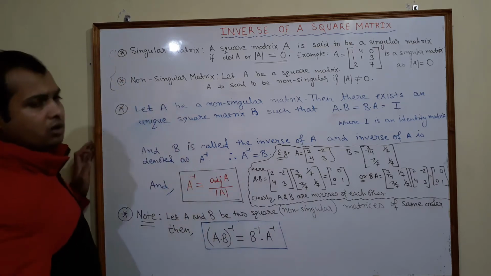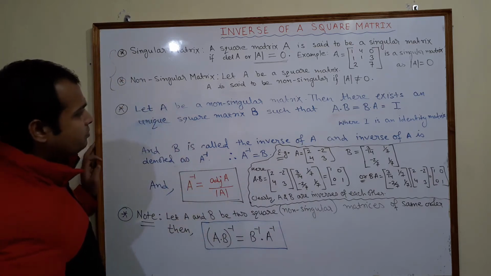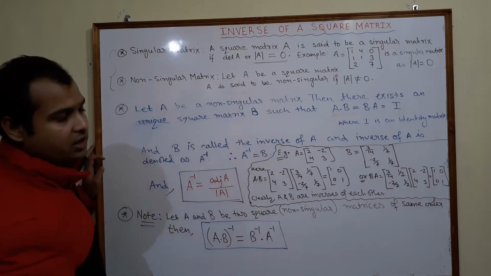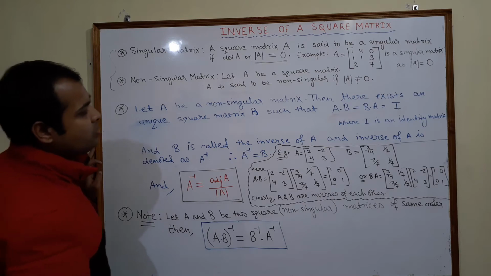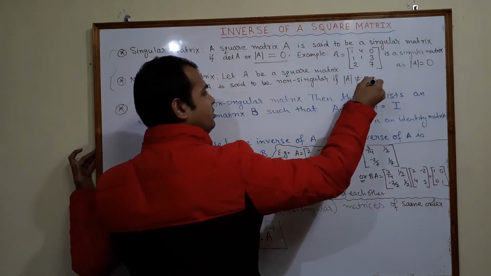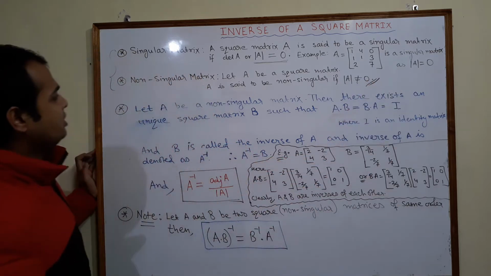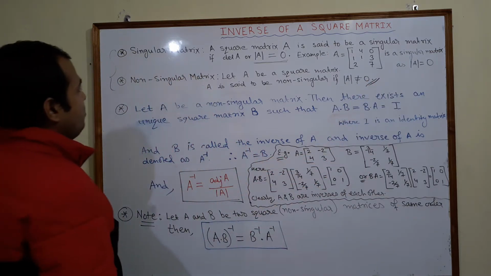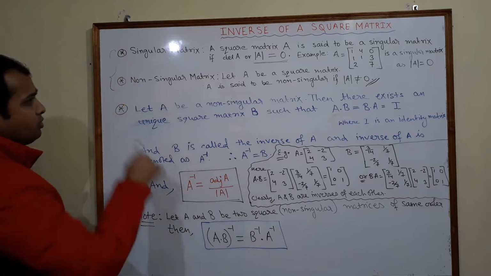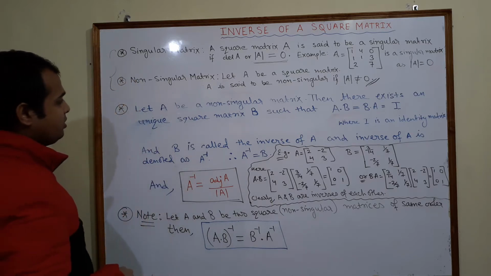Next is the non-singular matrix. If you have a square matrix A, then that square matrix A is said to be non-singular if its determinant is not equal to 0. Now, once we have defined singular and non-singular, let us move on to the definition of the inverse of a square matrix.